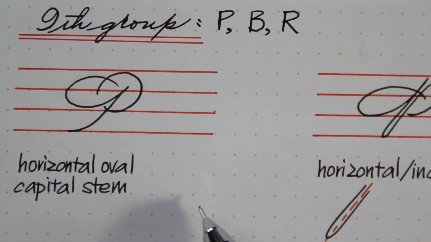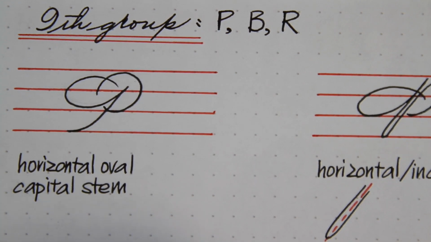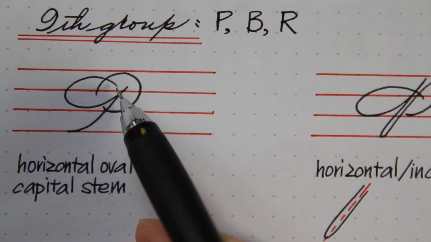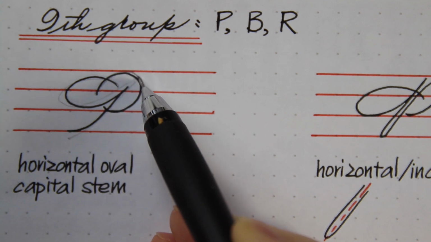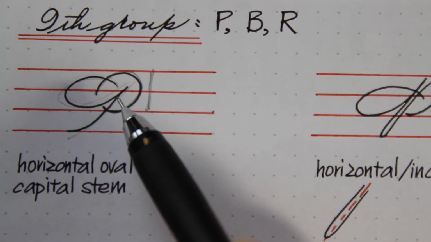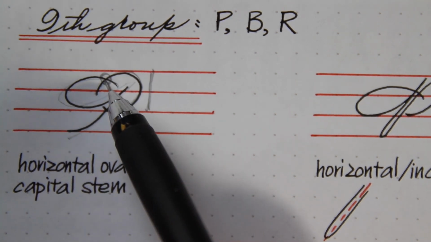The last group of the letters are P, B, and R. These share very similar characteristics. If you learn one correctly, you can learn the other ones. This version of the letter P begins with your horizontal oval capital stem and an oval that takes up 2 spaces of your X height. Make sure these crossings are 90 degrees.